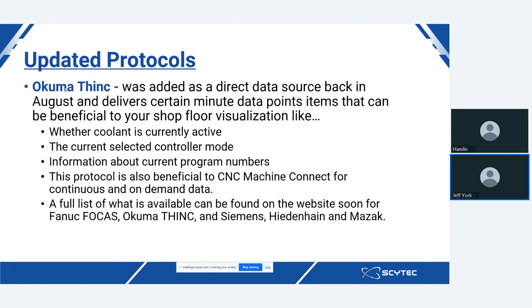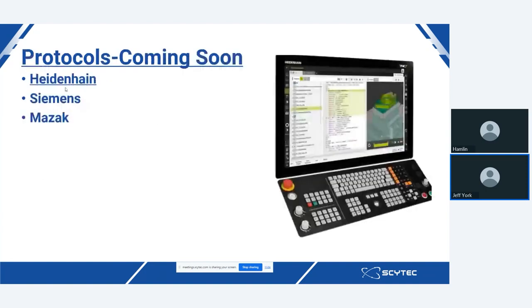And we're going to be updating quite a few protocols coming soon, including the first one that I have underlined. It's basically ready to go. It should be released in our next update that should be coming out in the next month or so, and that is Heidenhain. To my knowledge, we are going to be supporting the TNC 7 controls as well as 530 and 640 control types. And then also in the pipeline, we have control protocols for Siemens as well as Mazak, and those will all be coming soon.